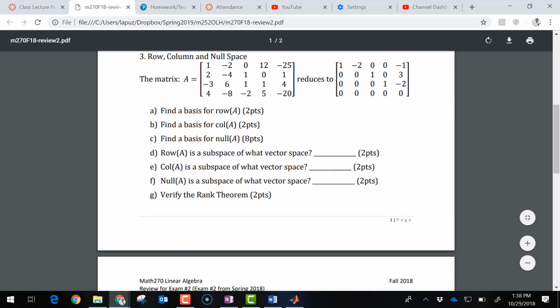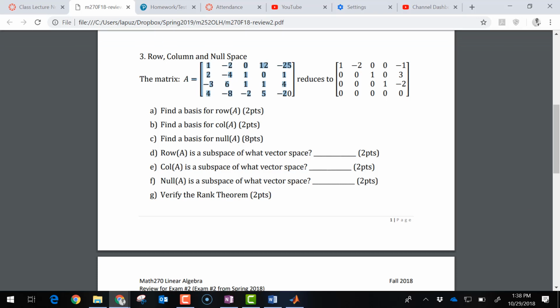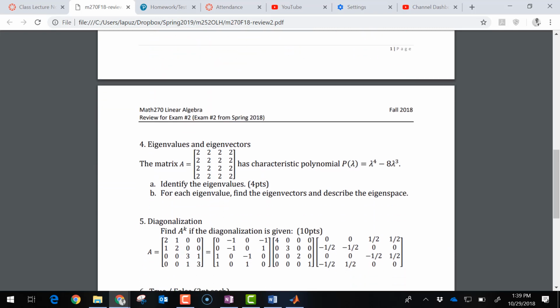So there's going to be a problem like number 3, where you have a big rectangular matrix, and then the reduction is going to be done for you. So you just have to pull out the spaces, the row space, the column space, and then null space. So you guys should know how to do this.